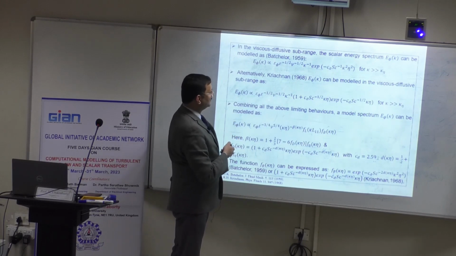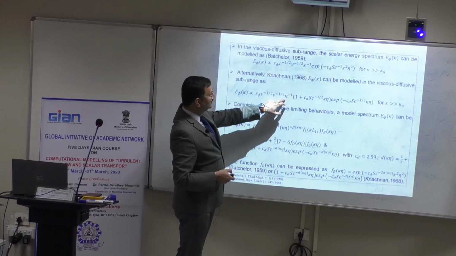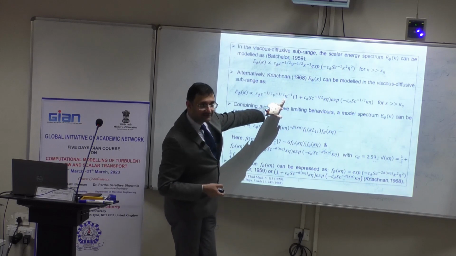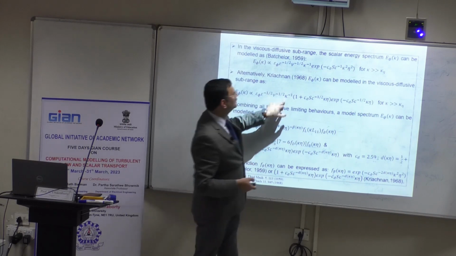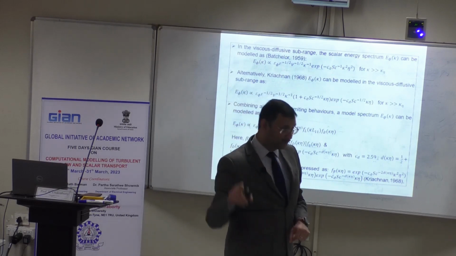but clearly you see, whether it is Batchelor's parameterization or Kraichnan's parameterization, there are a couple of things you need to consider. One is, previously it was kappa to the power minus 5/3, now it is kappa to the power minus 1. Okay, there's a change in slope.